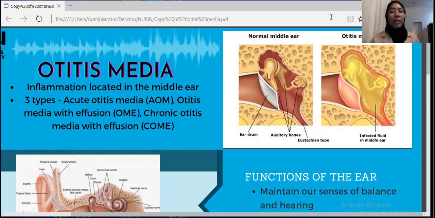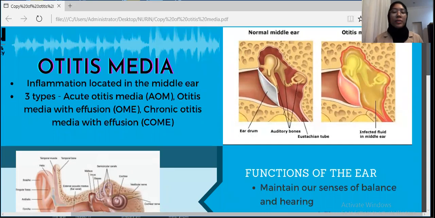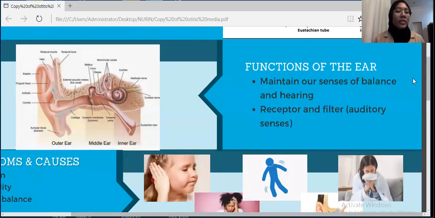I will be presenting about otitis media. But first, we get to know about our ears. So our ears contain three major areas, which is the outer ear, middle ear, and inner ear.